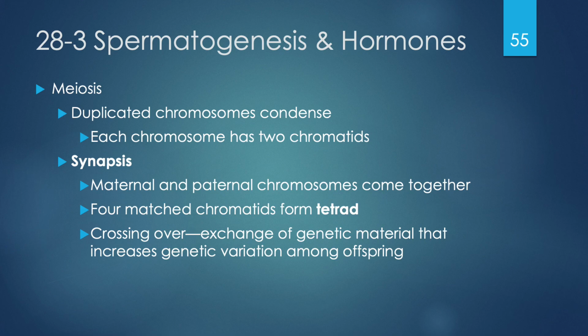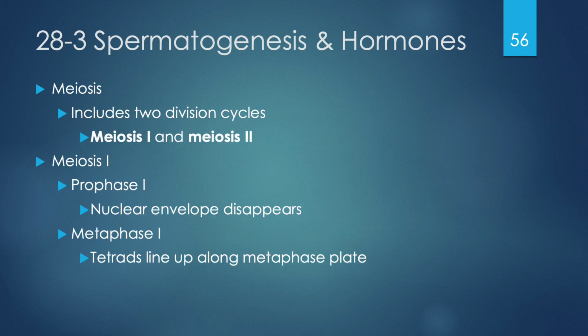And this is how two parents can have multiple children, but through the process of crossing over, they are not all the same child genetically. They will all be completely different because of the crossing over of these specific genes. The process of meiosis includes two cycles of division. The first is called meiosis 1, and the second one, not so cleverly, is called meiosis 2.